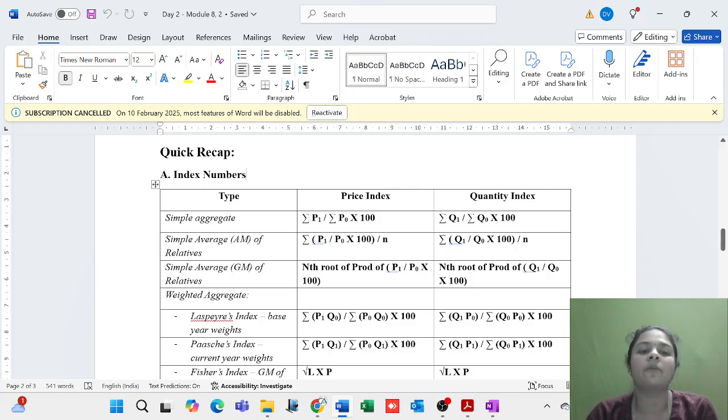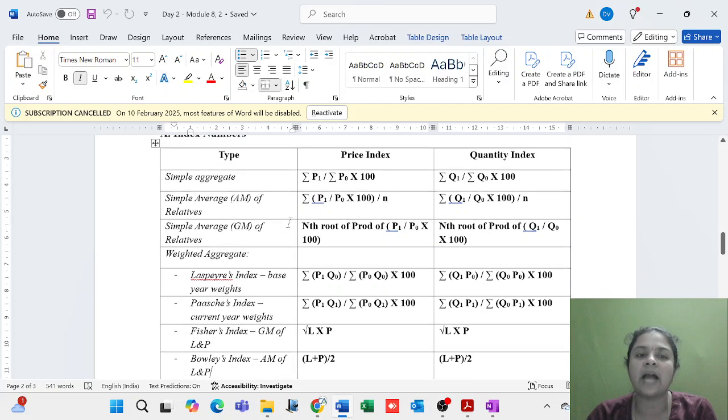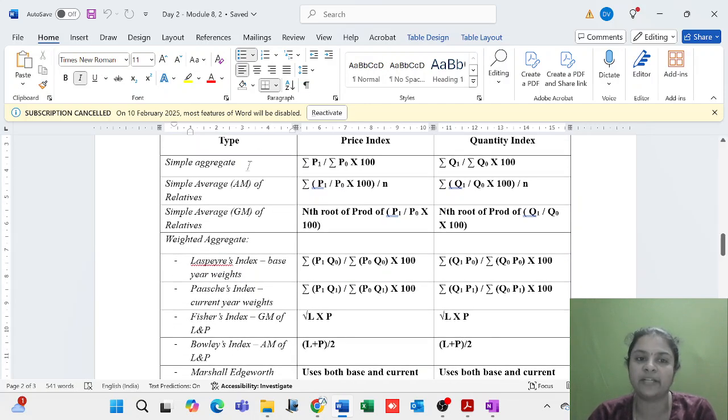Okay. Now when you come to types of computation of index numbers, these are all the various types of index numbers that will be asked from your examination perspective. First, simple aggregate index number. Total of all the prices of current year divided by total of all the prices of base year into 100. Now if they ask the quantity index, total of all the quantities of current year divided by total of all the quantities of base year into 100.